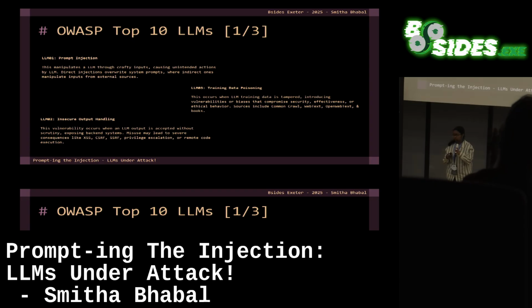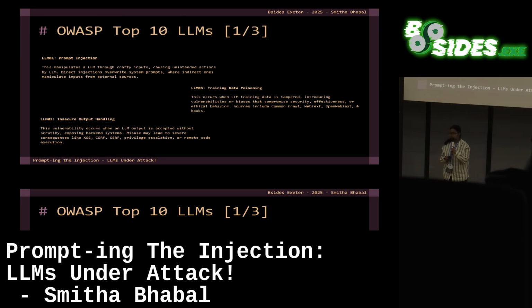So what is the OWASP top 10 for LLMs? LLM01, prompt injection, manipulates the AI through crafty inputs, causing unintended actions by the LLM. Direct injections override system prompts, whereas indirect ones manipulate external sources.